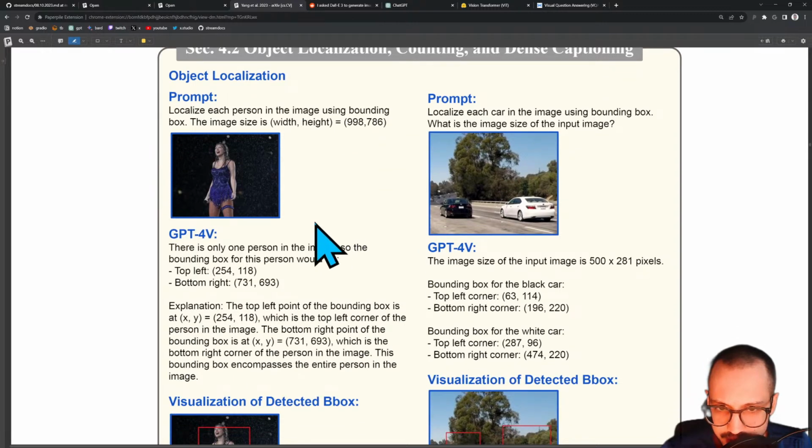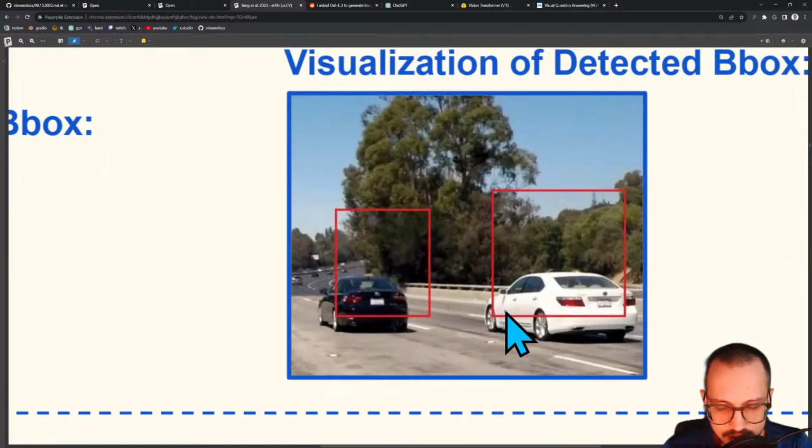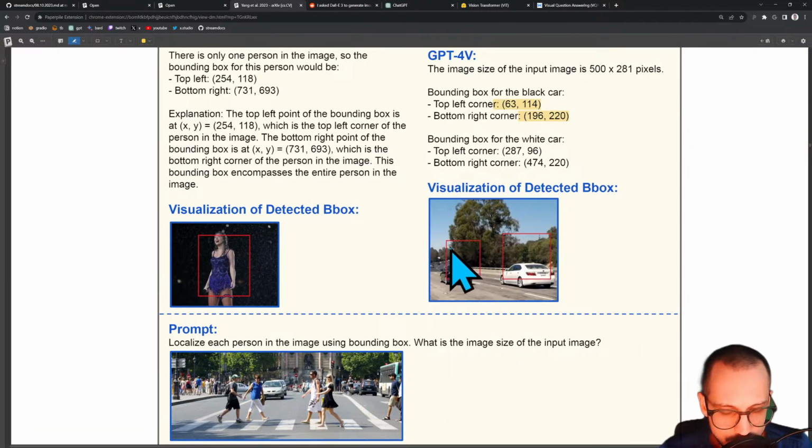Object localization, counting, dense captioning. Are these coordinates correct? They're not exactly correct. Yeah, so I don't see this as a negative, though, because the reason you have bounding boxes is in order to give you intelligence, right? At the end of the day, the final customer in any kind of computer vision product just wants intelligence from the image. They don't care about the bounding box. The bounding box is just a means to the end.